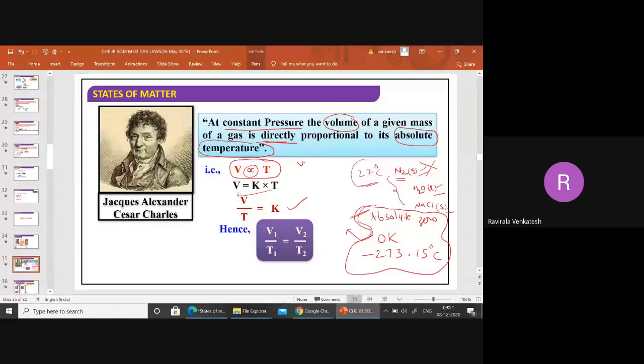V1 by T1 is equal to V2 by T2. Then you send this V2 over here, and we get this formula: V1 by V2 is equal to T1 by T2. Send V2 over here and T1 over here. So V1 by V2 is equal to T1 by T2. We get both formulas, easy, right?